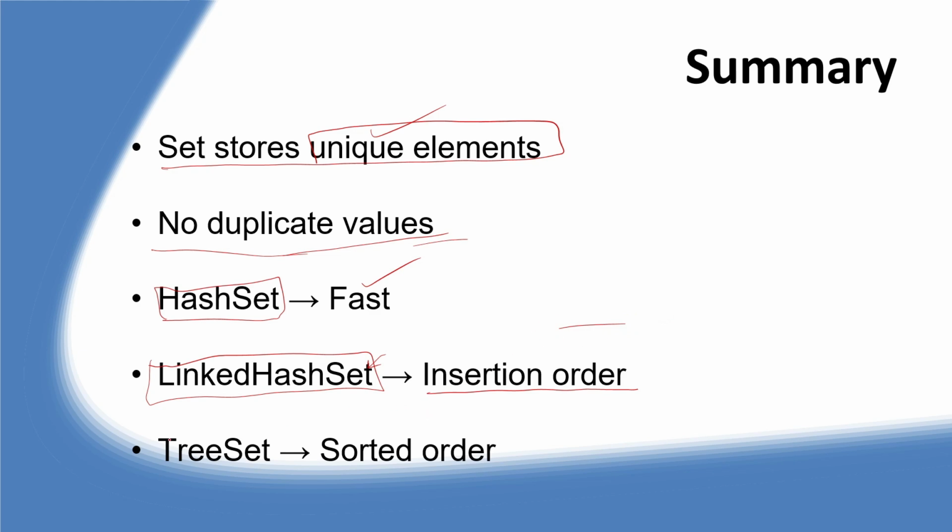And TreeSet is known for sorting. So based on our requirement, if you want sorted, we'll go for TreeSet. If you want to remember the insertion order, we will go for LinkedHashSet. And if you want faster performance, since it uses a hashing algorithm, we'll go for HashSet. So based on our requirement, we will choose which implementation class to use.